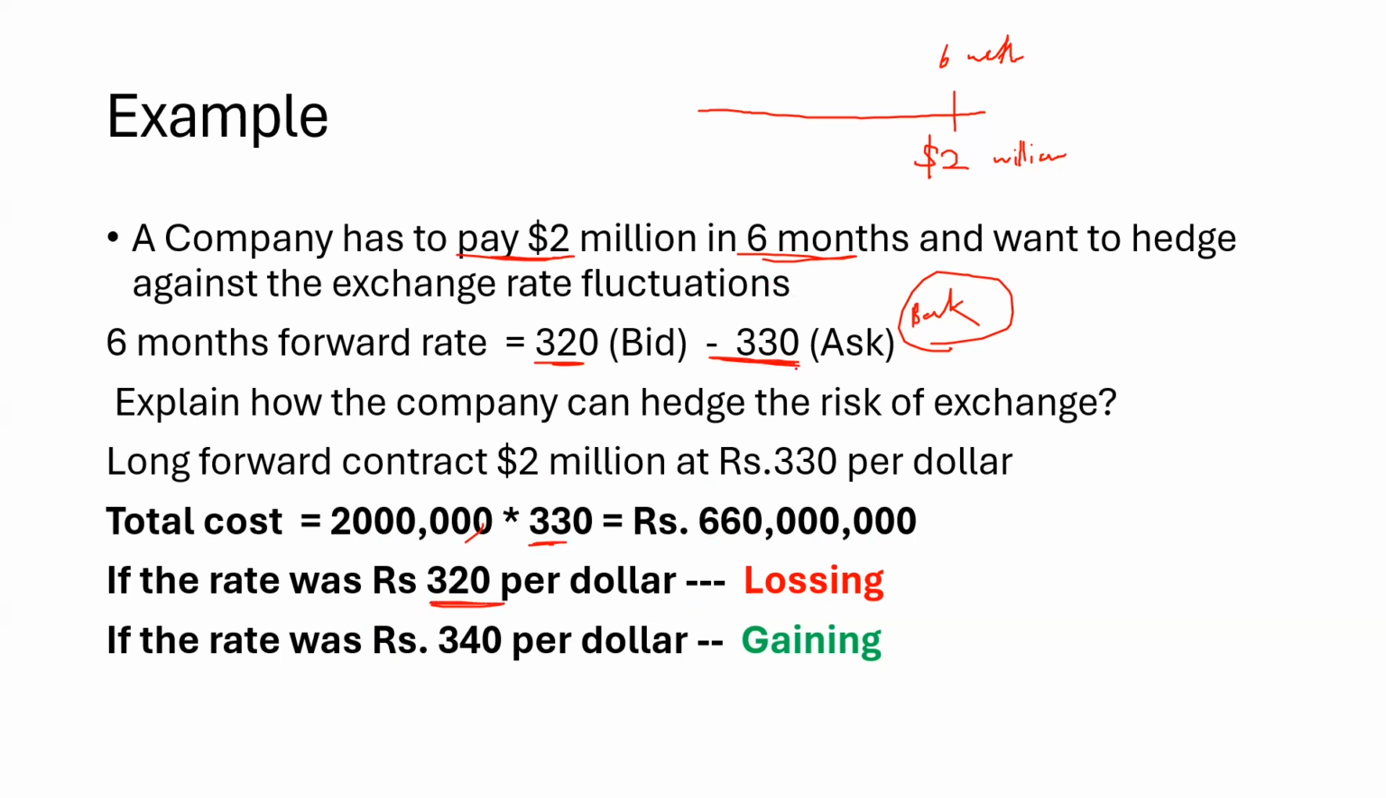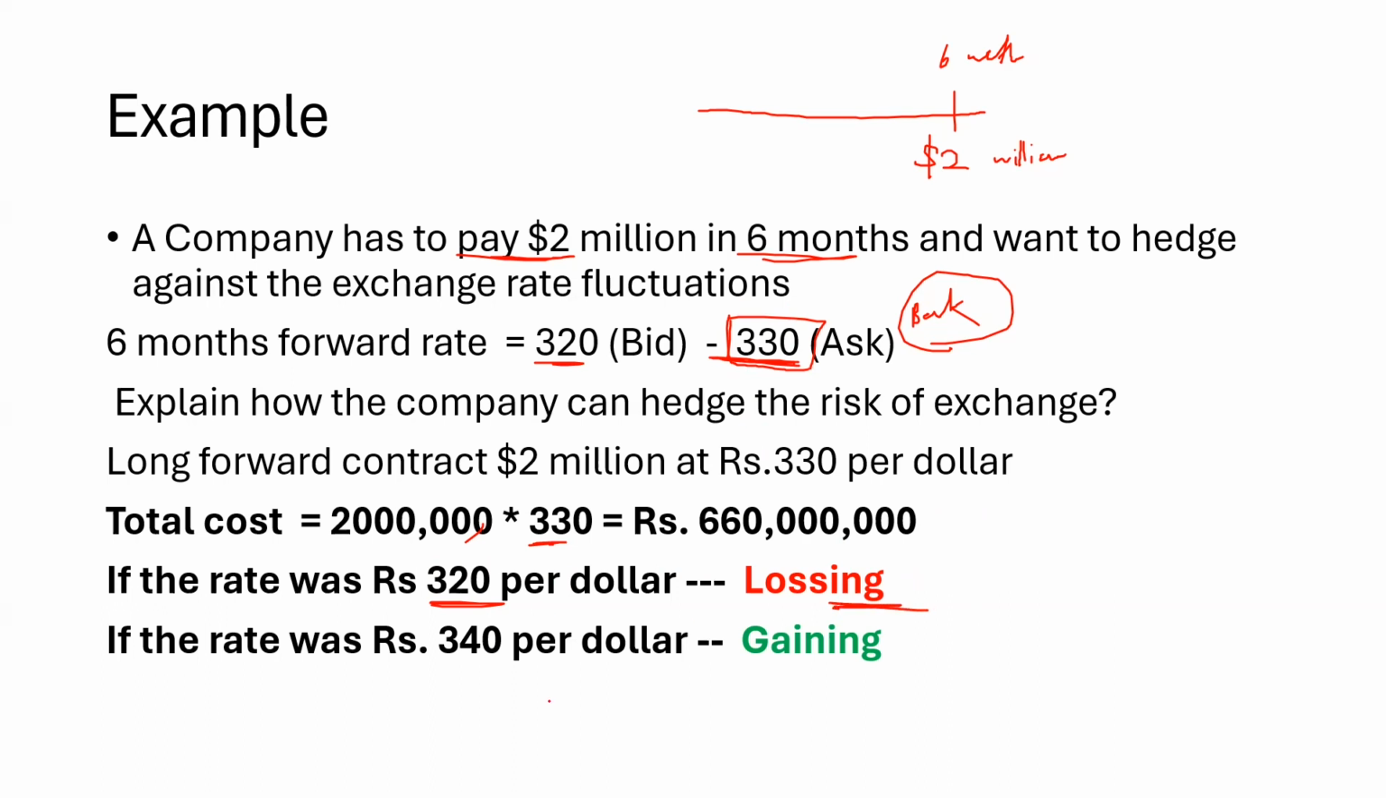So what if this rate was 320 rupees per dollar? Now you are agreeing to buy in the future at a price of 330 rupees per dollar. What if the actual price in the market at that time is 320 rupees per dollar? Then you are actually losing, because you could have bought at 320, but since you agreed to buy at 330, you have to adhere to that price. But in the market, it's actually 320, which means you are losing.